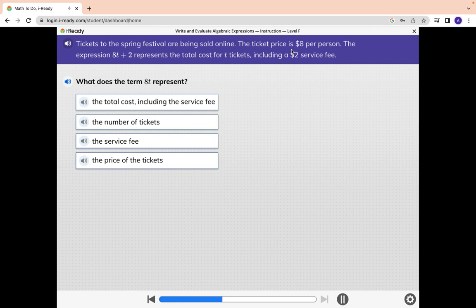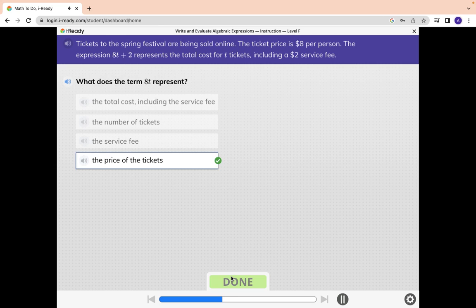Okay, so the ticket price is $8 per person. Then the variable T represents the number of tickets. So 8T stands for the price of the tickets, yeah. Because $8 is the ticket price, and T is the number of tickets, so it's the price of the tickets. Nice.